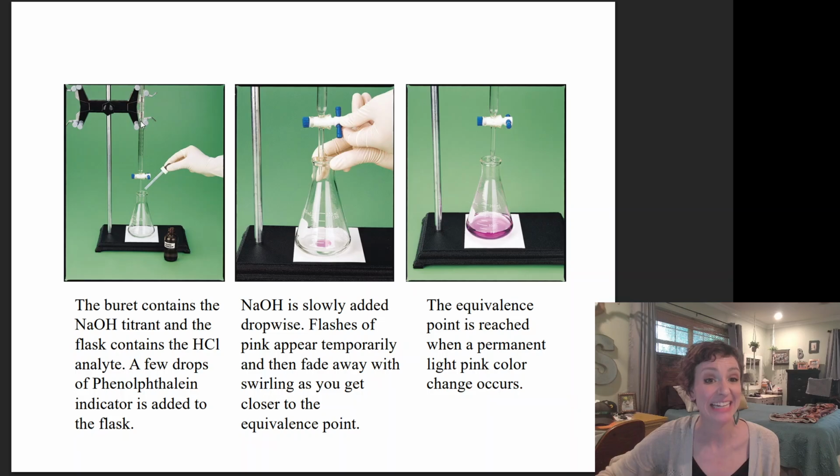My burette contains the sodium hydroxide titrant, and the flask contains the hydrochloric acid analyte. I drop a few drops of that phenolphthalein indicator into the flask. Then I dispense the sodium hydroxide slowly. You're going to see flashes of pink appear temporarily, but then they will fade away with swirling as you get closer to the equivalence point. And the equivalence point is reached when you have a permanent, keyword here being permanent, light pink color change occur. You do not want that pink to get too dark, because that means you have overshot the equivalence point, but that tells me when neutralization is complete and I can stop titrating.